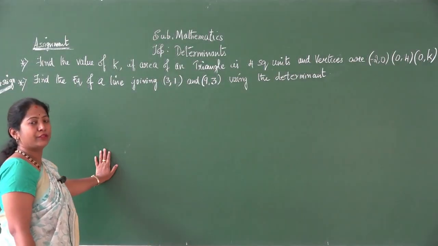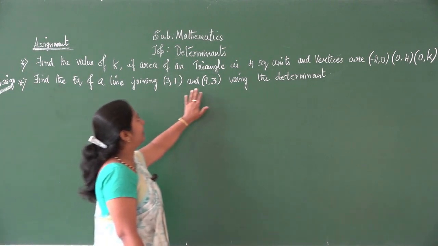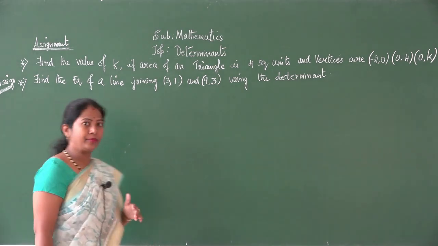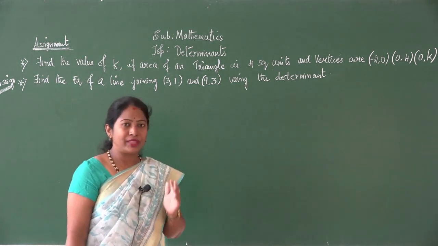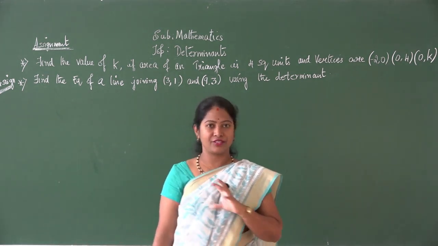This is the second question for today's assignment. Find the equation of a line joining 3, 1 and 9, 3 using the determinant. It is the same method. So, with this we have come to an end of the topic area of a triangle.